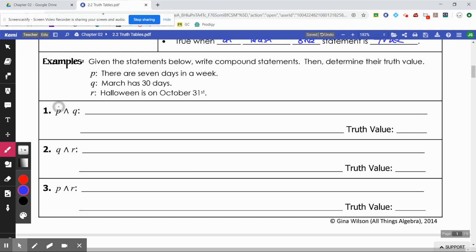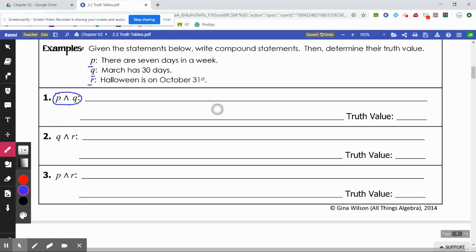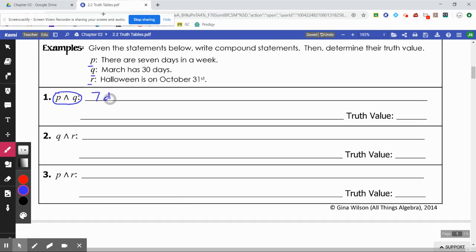Now, the first one is read as P and Q. And what they've done up here is tell us what P, Q, and R stand for. So P and Q: P is there are 7 days in a week. And Q, March has 30 days. So look at this complete statement now. There are 7 days in a week and March has 30 days.